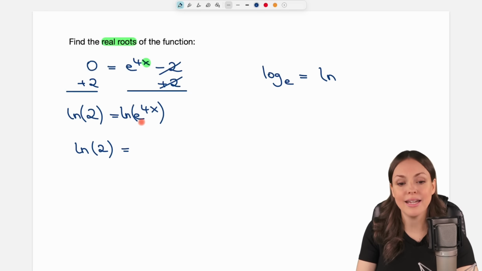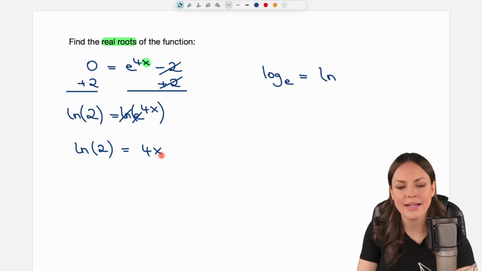On the right side, the ln and the e, they cancel each other out, and only what we had in our exponent is what's going to be left. So only the 4x. And now it's way easier to solve for x. We only have to get rid of the 4 here. So let's divide both sides of the equation by 4.